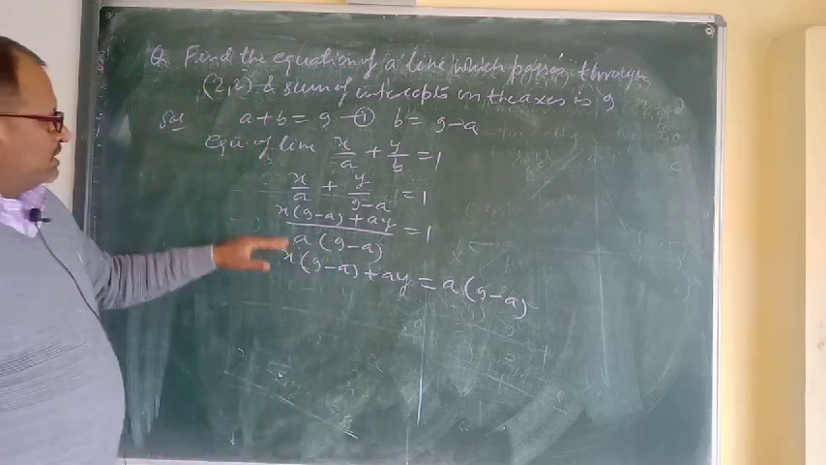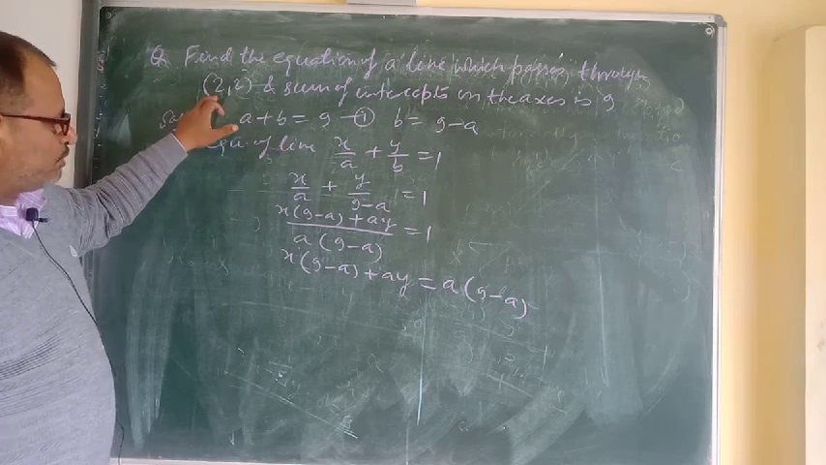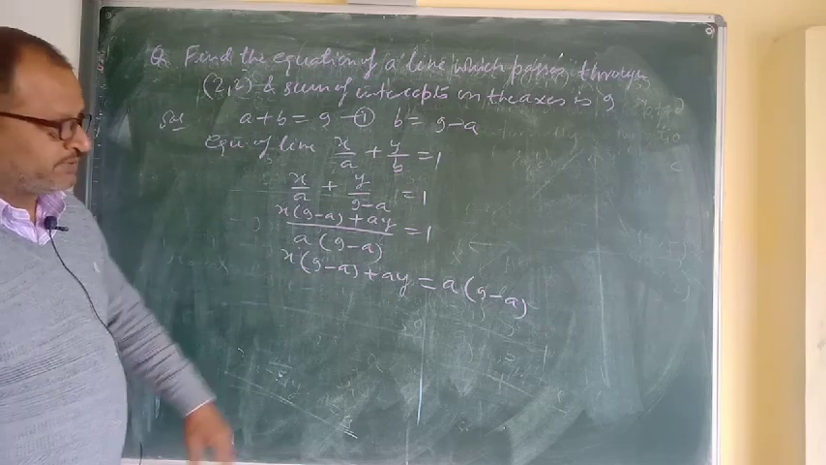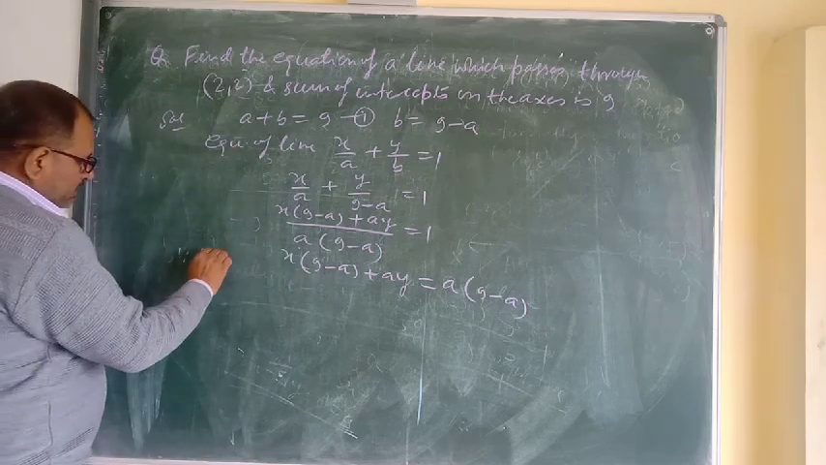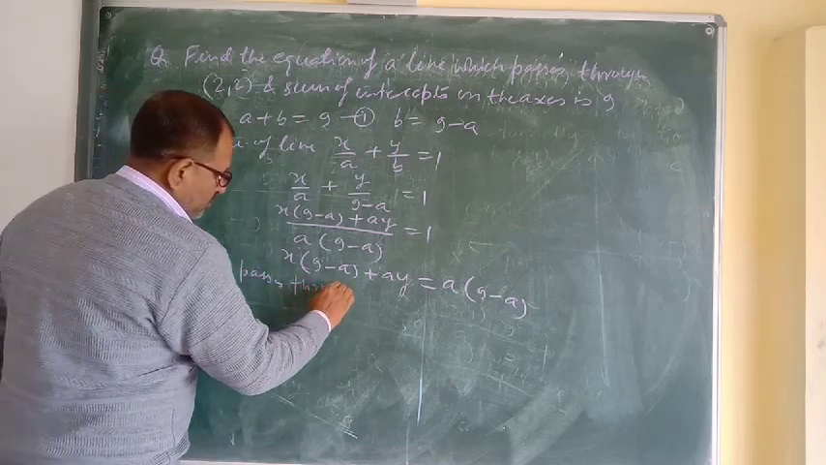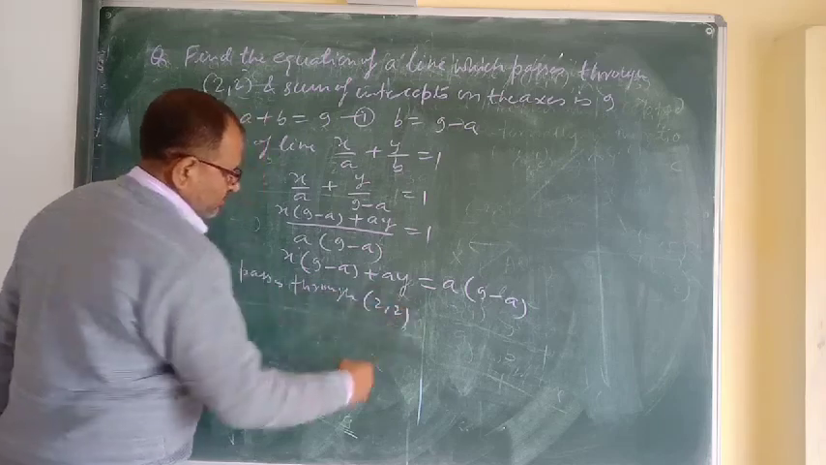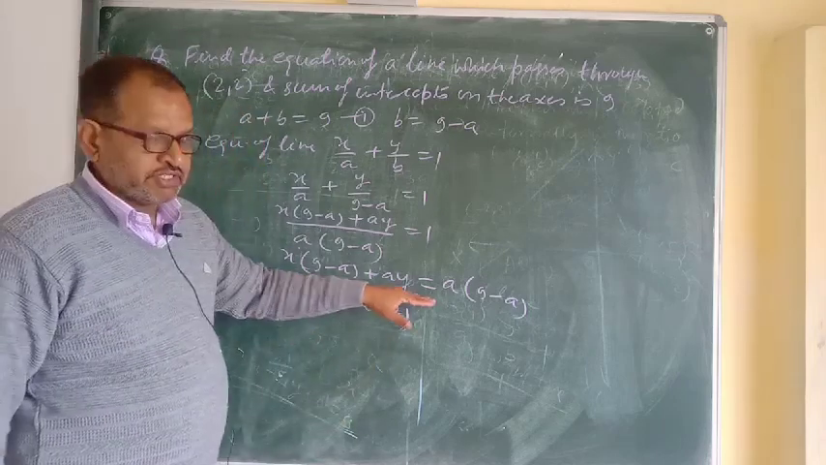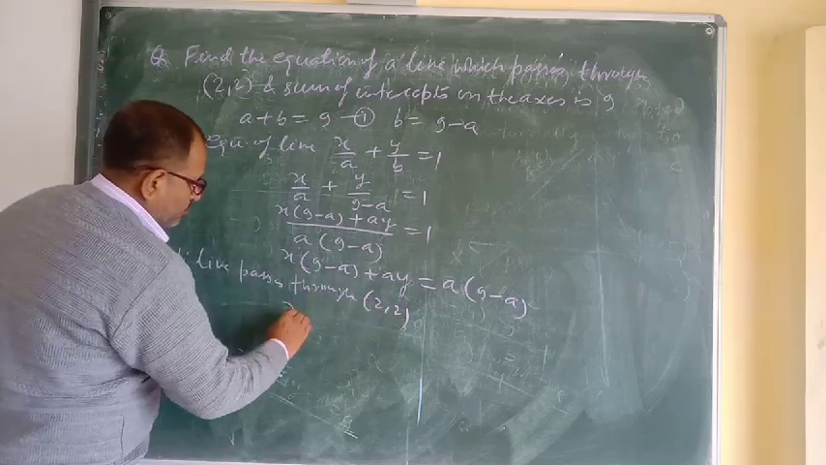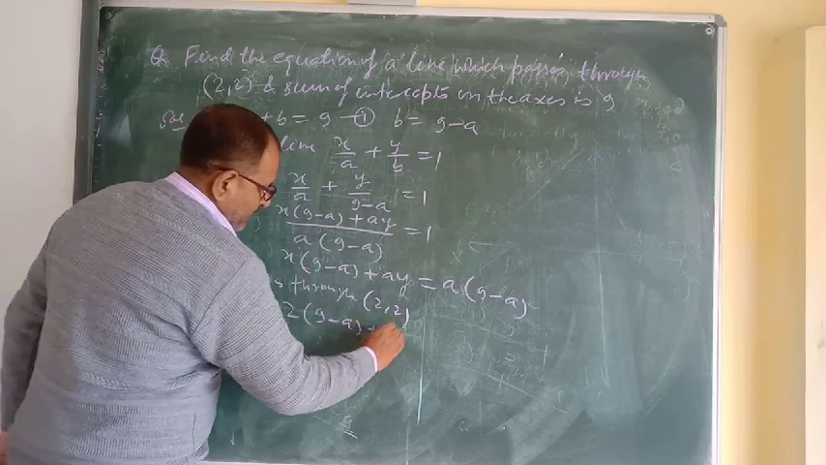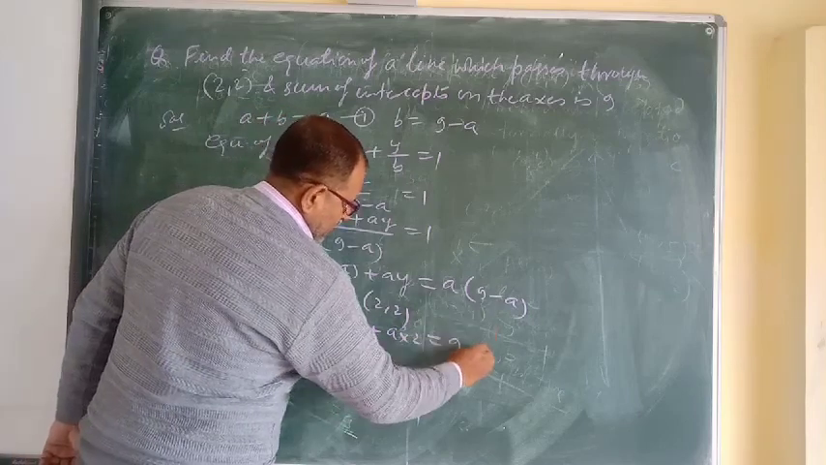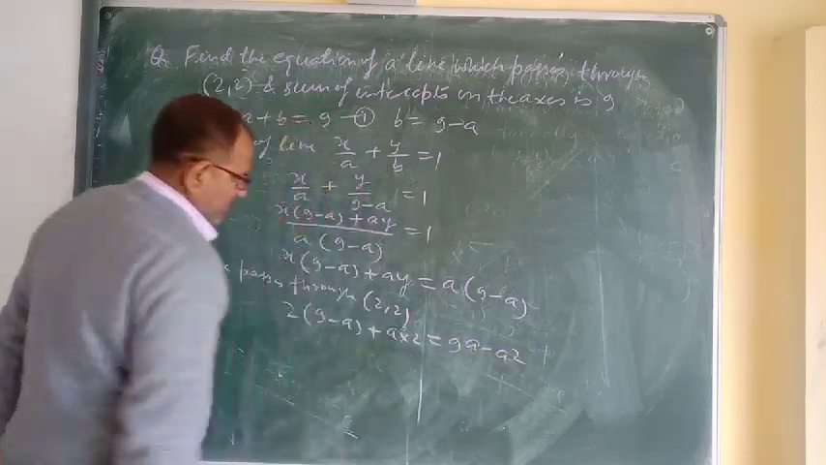Since this line passes through the point (2, 2), the point (2, 2) will satisfy this equation. So in place of x we put 2, in place of y we put 2. So 2 into (9 minus a) plus a into 2 is equal to, open the bracket, 9a minus a square.